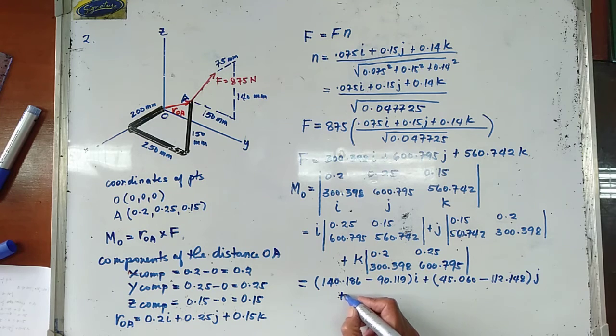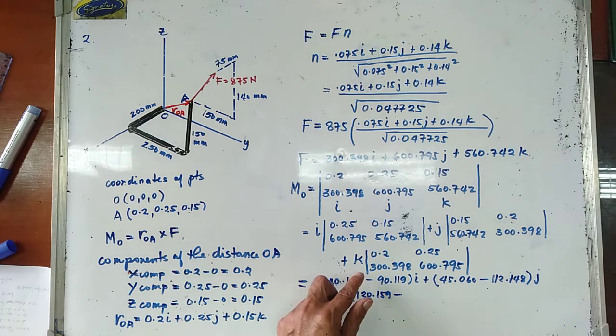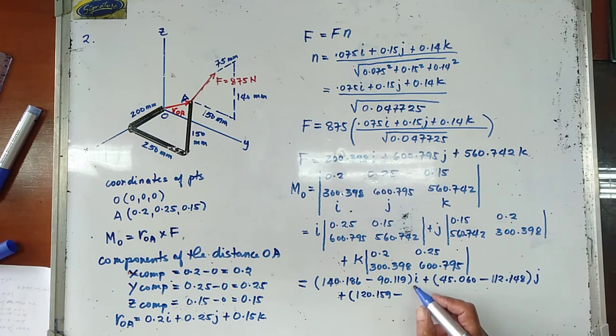So we have plus 0.2 by 600.795, which is 120.159, minus 0.25 by 300.398, which is 75.10, and that is now your k.